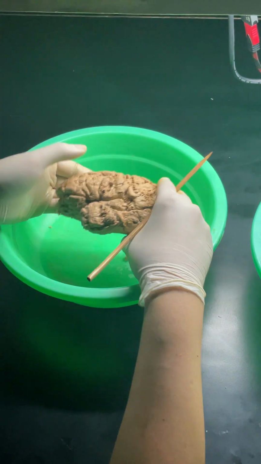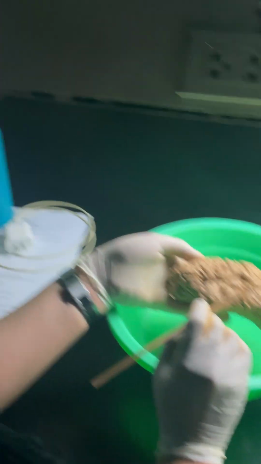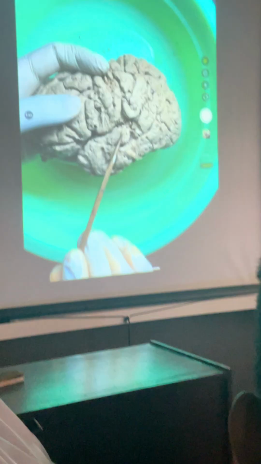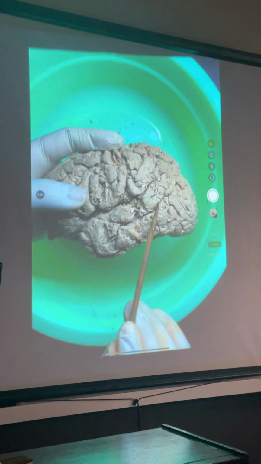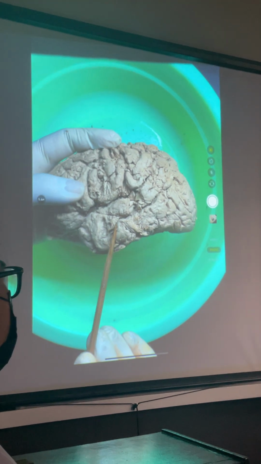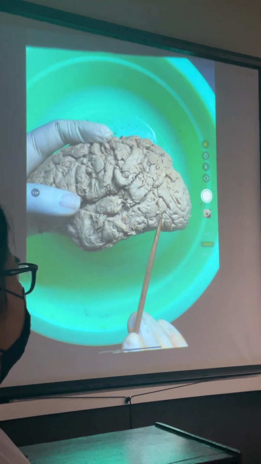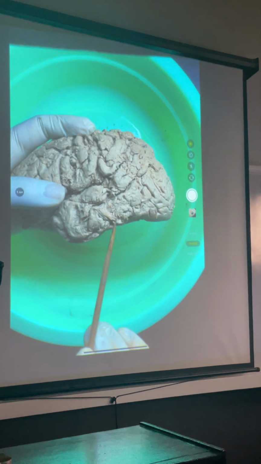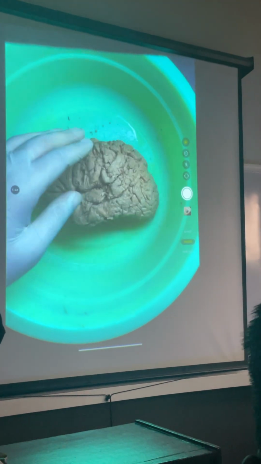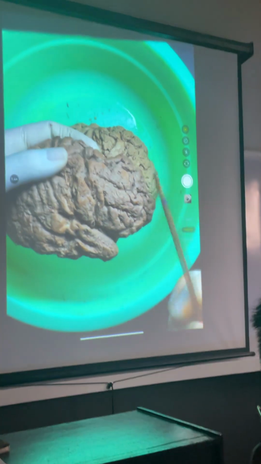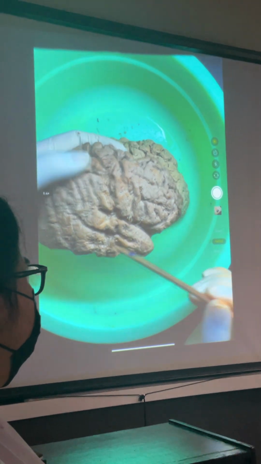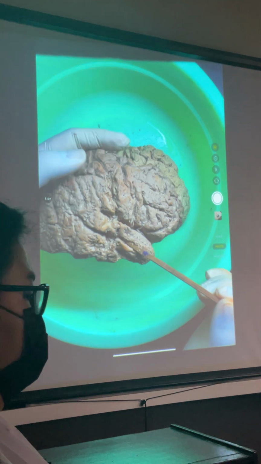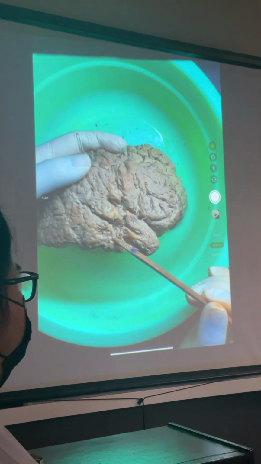Now, next is the temporal lobe. From the sylvian fissure, you have two sulci. This is the superior temporal sulcus, and this one here is the inferior temporal sulcus. So let me see if we can look at it on another model. You have the sylvian fissure, then the superior temporal gyrus, and the inferior temporal gyrus over here.